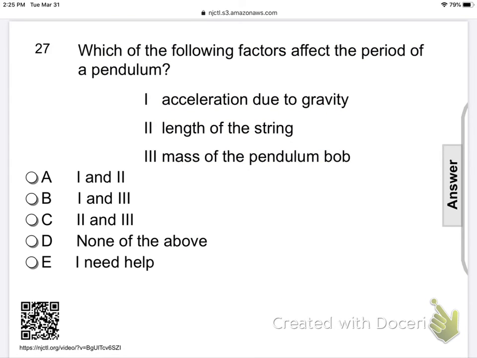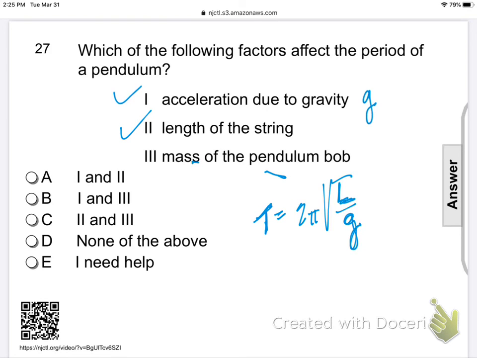Which of the following factors affects the period of a pendulum? So here's the period of a pendulum, 2 pi times the square root of L over G. So let's look at our choices. Does the acceleration due to gravity affect it? Well, the acceleration due to gravity on Earth is known as G. So yeah, that's a good one. The length of the string. Well, yeah, the length of the string is going to affect the period too. So that's a good one. The mass of the pendulum. No, mass is not part of this equation. So we're looking for a choice that has 1 and 2, and it looks like choice A.